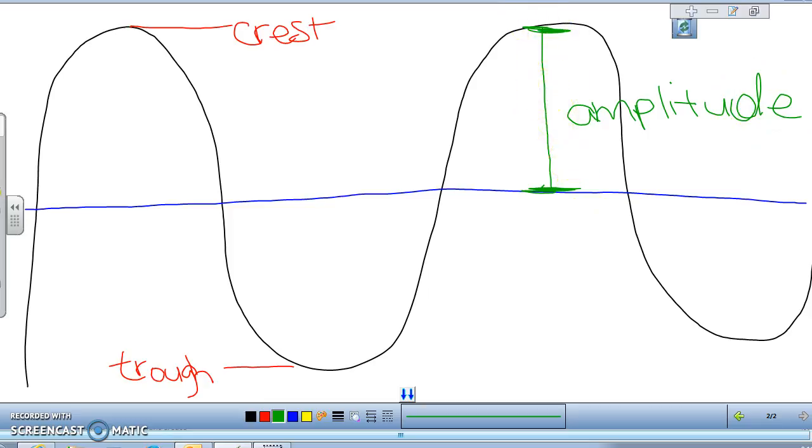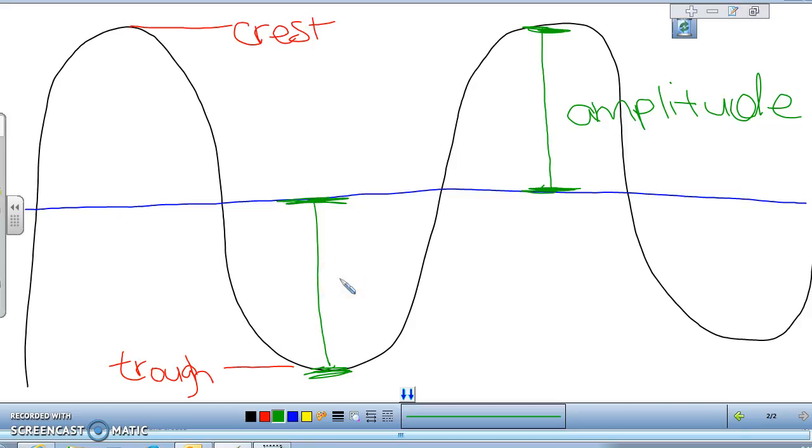But it's super important for you to remember that amplitude is only half of the height. It does not go all the way from the crest to the trough. It only goes halfway. You can also say that the amplitude is from here to here, as long as you only do half of the wave.